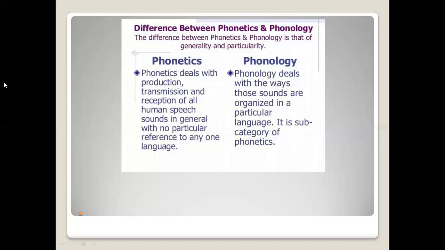But on the other side, phonology deals with the ways those sounds are organized in a particular language. It is a subcategory of phonetics. So under phonetics, phonology comes. So we get to know phonetics is a general concept, whereas phonology is a particular concept. Phonetics deals with producing, transmitting, and perceiving all types of human speech sound. But phonology deals with the sounds that are organized in a particular language. That is the main difference between phonetics and phonology. We need to consider this.